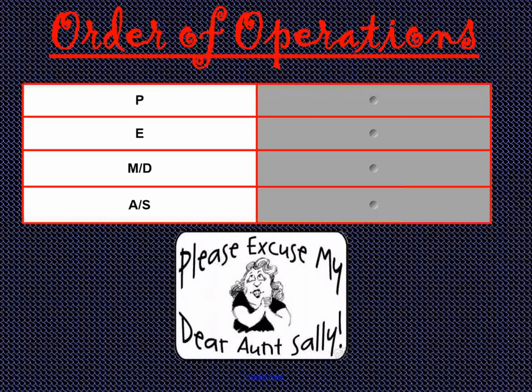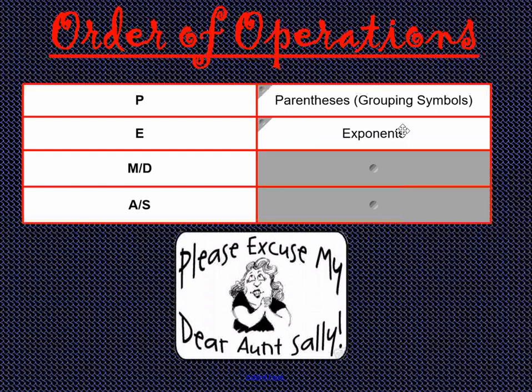The order of operations can be remembered by the saying, "Please excuse my dear Aunt Sally." The P in this situation stands for parentheses, but it could also be represented by a division symbol or square brackets. The E in this situation represents exponents.